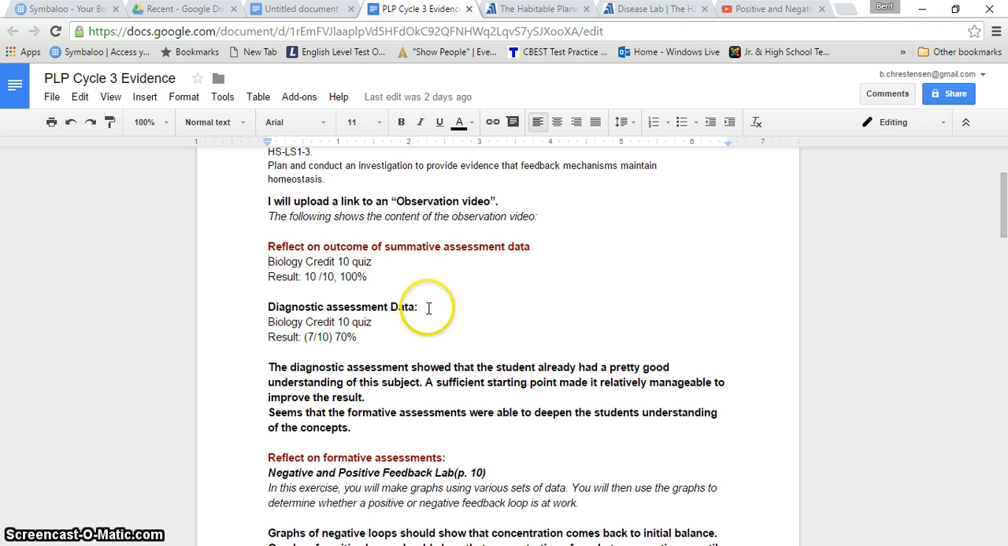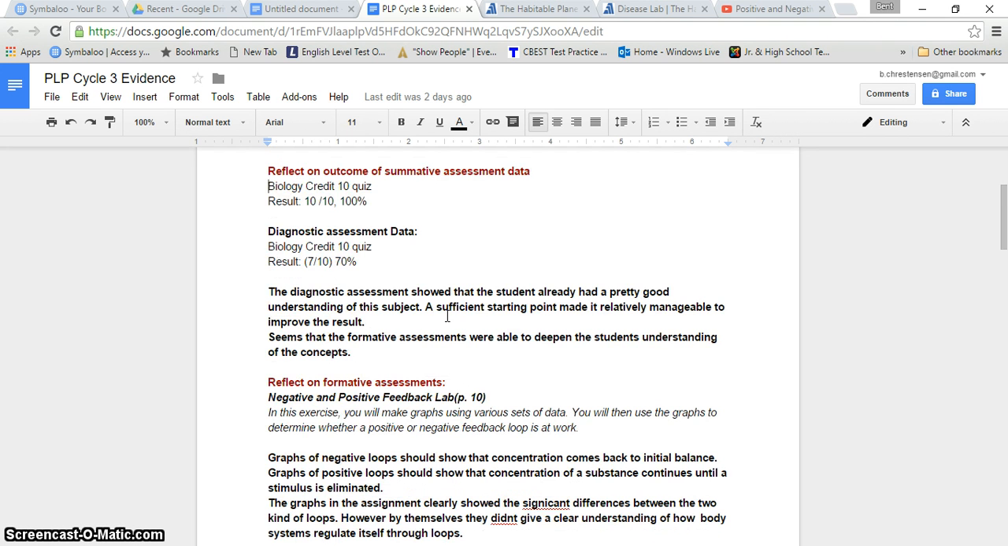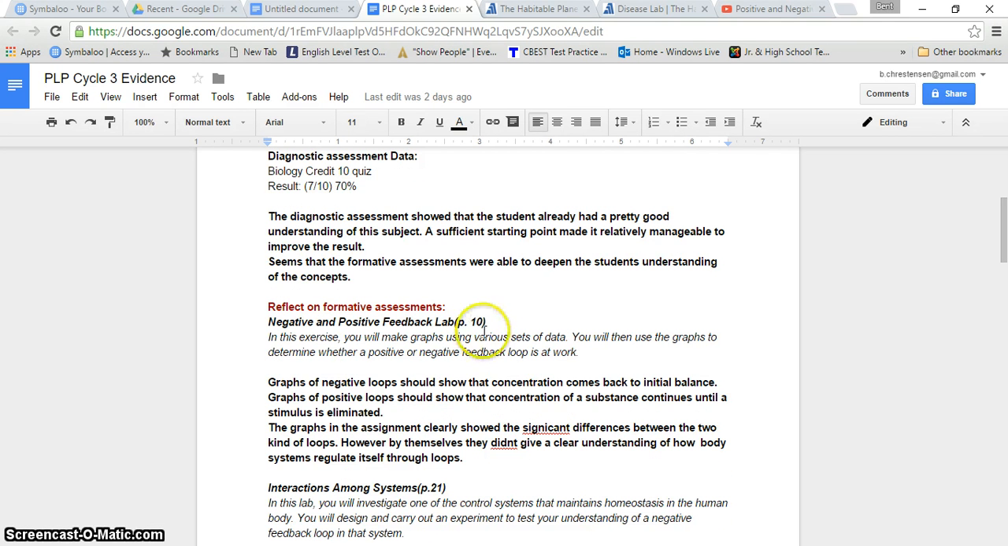And after going through the formative assessment, he had 100% right, which was not surprising when he already had a pretty good understanding of the content before even getting started. But still, pretty good performance. So, the reflection on formative assessment.